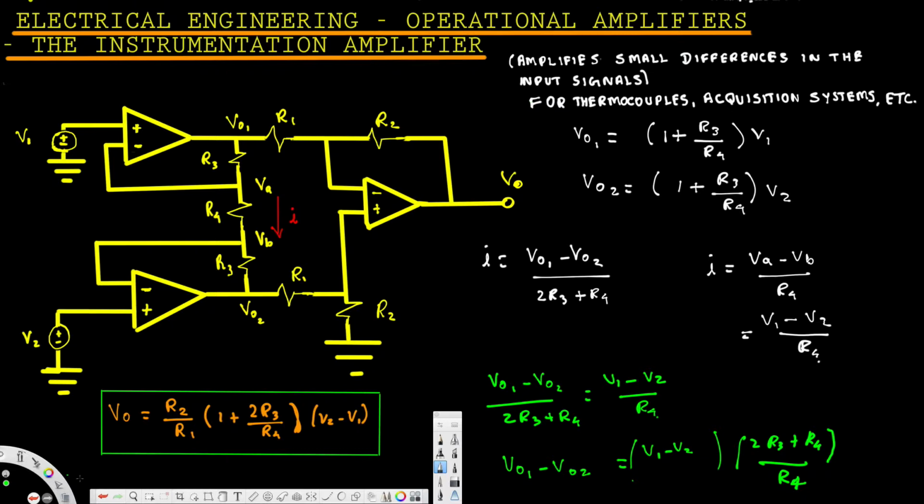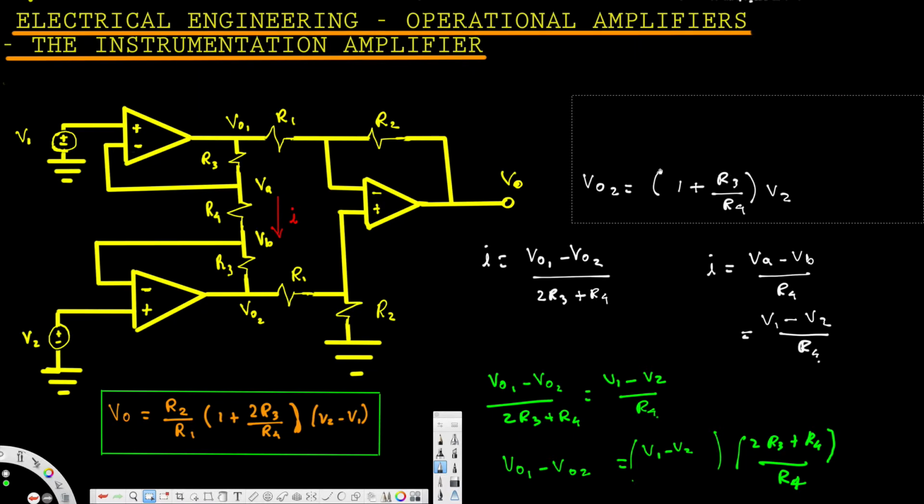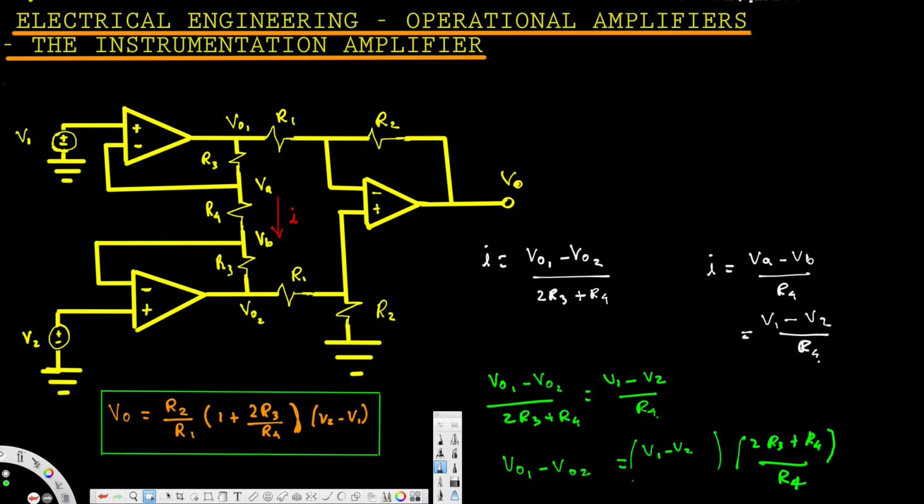Now let's get rid of this part and continue here. Okay, so I'm going to continue on top. Okay, here we have this one, therefore we can say VO1 minus VO2 is equal to (V1 minus V2) times R4 over R4, that's 1. So we can say 1 plus 2R3 divided by R4. So this is another way to write the same equation.